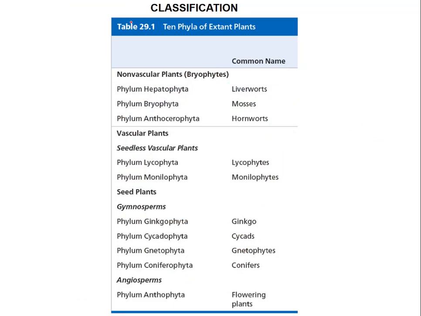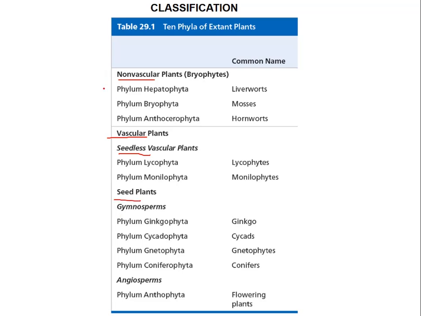So remember, plants are divided into non-vascular plants and vascular plants. Under vascular plants, there are seedless vascular plants and seed plants.